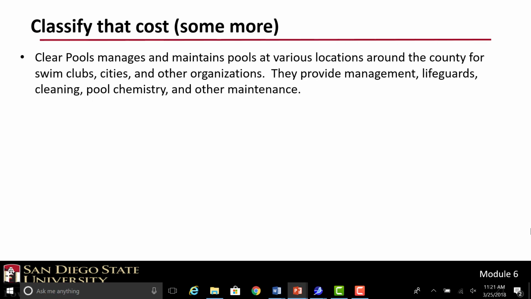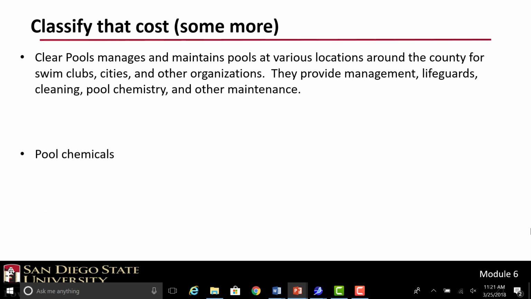Okay, let's classify some more costs. So in this case, we're dealing with a business called Clear Pools that manages and maintains pools at various locations around the county for swim clubs, cities, and other organizations. And Clear Pools provides management, lifeguards, cleaning, pool chemistry, and other maintenance on the pools. Okay, so we're going to do the same thing, except now we're going to classify these costs as either direct or indirect. And we're going to classify them as either variable or fixed.